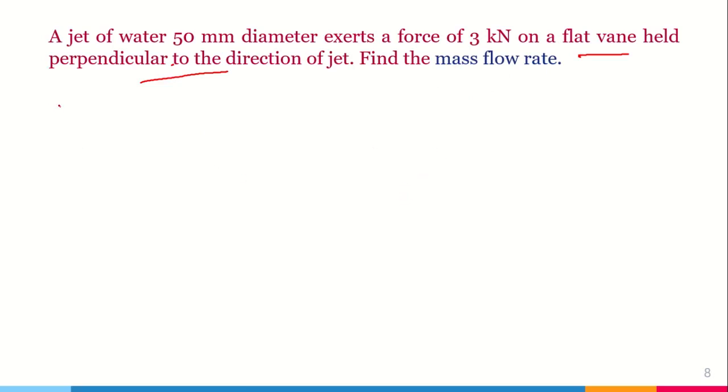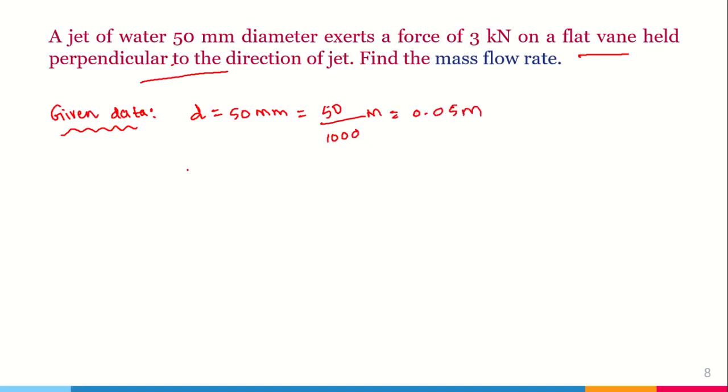But before that, we'll start by writing the given data. According to our given data, the diameter of the jet, small d, is equal to 50 mm, which is equal to 50 by 1000 meters, which is 0.05 meters. The next given data is the force exerted, which is 3 kilonewton, which is nothing but 3 into 10 power 3 Newton. And now immediately we will calculate the area of the jet.